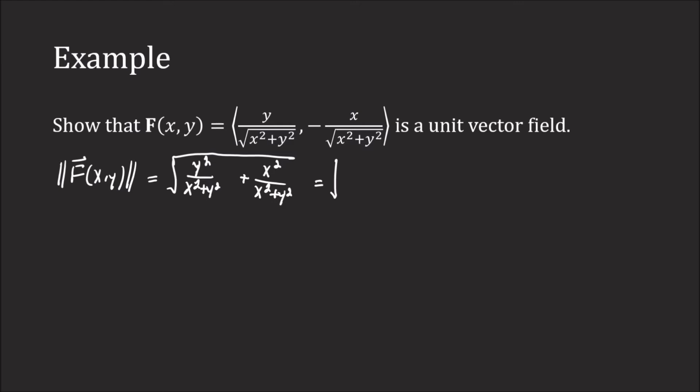Now they have the same denominator, so we can add them together: y squared plus x squared over x squared plus y squared. So this is 1, and the square root of 1 is of course just 1. Now notice that this does not depend on our choices of x and y. So we can conclude that f is a unit vector field.